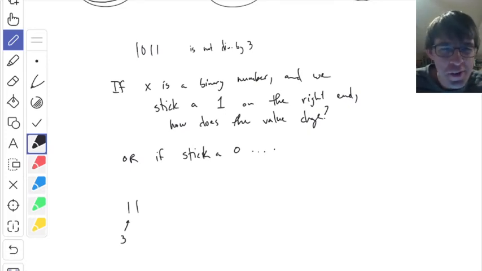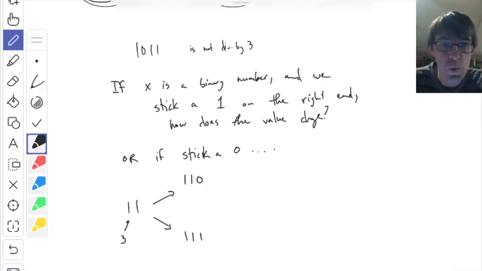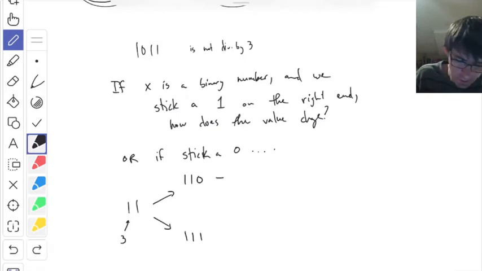Okay, so I could have done that. That one wasn't too big. Anyway, what happens to this number if I were to add a 0 on the end of it? Or if I were to add a 1 on the end of it? Of course, it becomes 1, 1, 0. This number in decimal is 6, right? And this is 7.